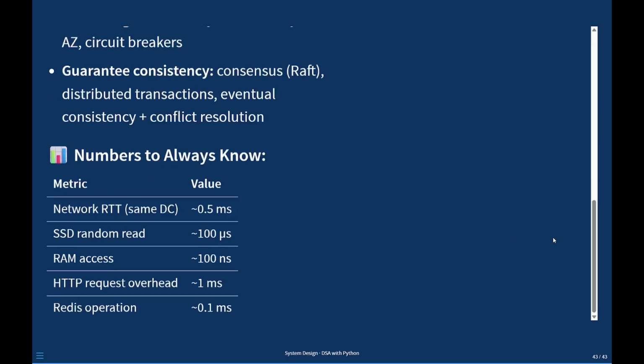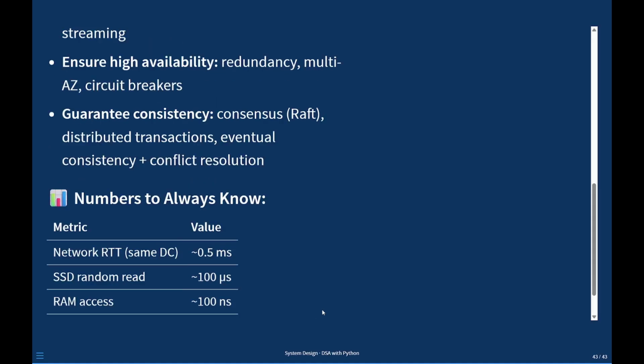Memorize these numbers. Same data center network round trip, half a millisecond. SSD random read, 100 microseconds. RAM access, 100 nanoseconds. HTTP request overhead, about a millisecond. Redis operation, around 0.1 milliseconds. These numbers let you do back-of-the-envelope latency estimates in your head during an interview.